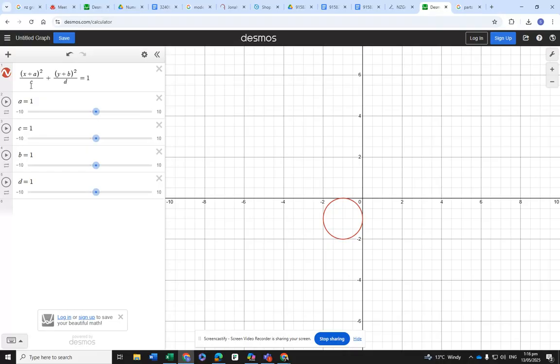Right, if I change C, it's going to start dividing by different numbers. At the moment it's dividing by 1, so I get a nice circle, but if I change that number and start dividing by higher values, then I start to get a stretched out circle or an ellipse.